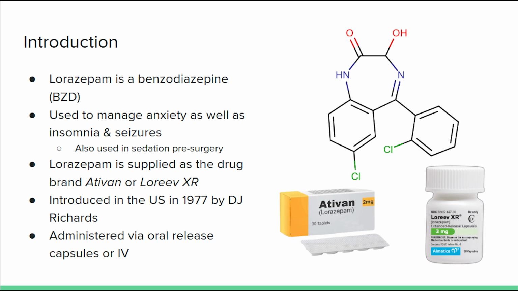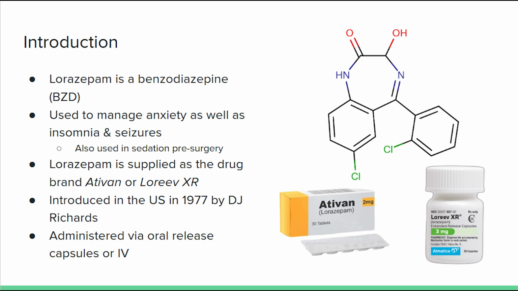So lorazepam is a benzodiazepine, and the specific IUPAC name is 7-chloro-5-(2-chlorophenyl)-3-hydroxy-1,3-dihydro-1,4-benzodiazepin-2-one. And as a benzodiazepine or a BZD, we've learned that it has calming properties since they target the GABA neuroreceptors and stop action potentials from firing.